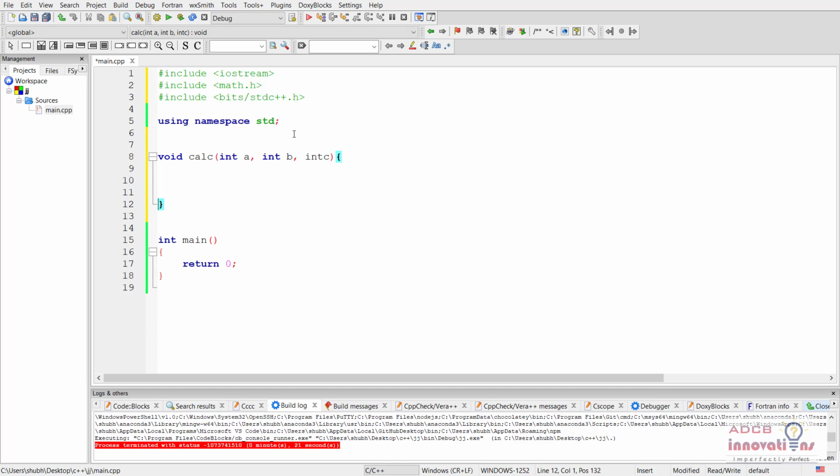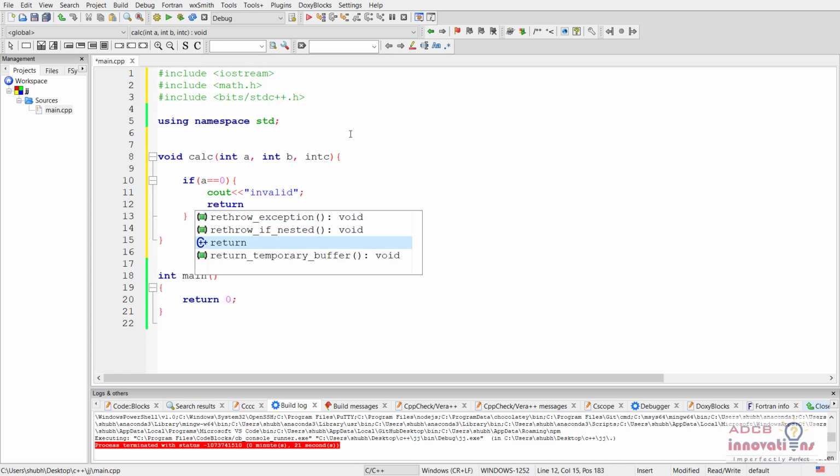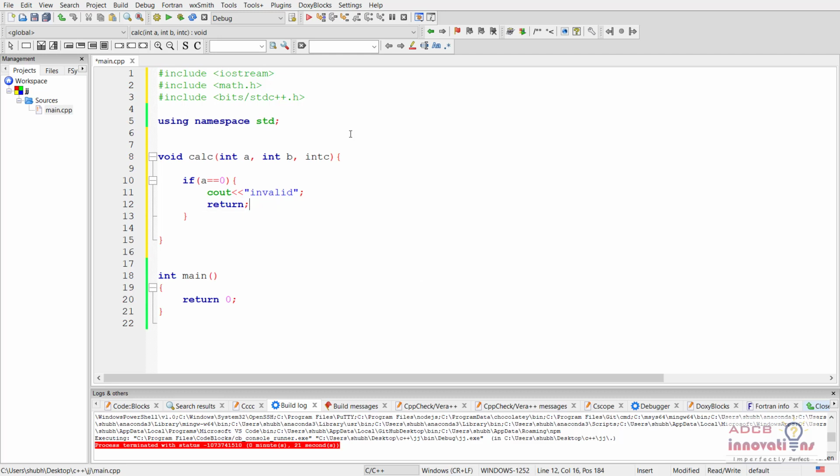So now let's say first of all we are going to give a condition, that is if a is equal to 0. If you remember, we have a format that is ax square plus bx plus c. So if a becomes 0, then the equation becomes a linear equation. So that case will become invalid. So this will be cout, and we are going to print invalid because we are finding the root of a quadratic equation. Then here we are going to return the value.